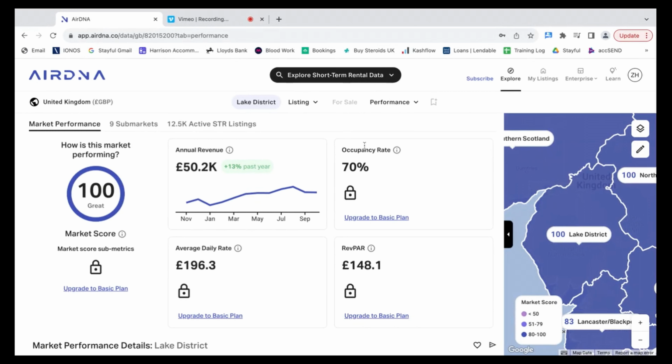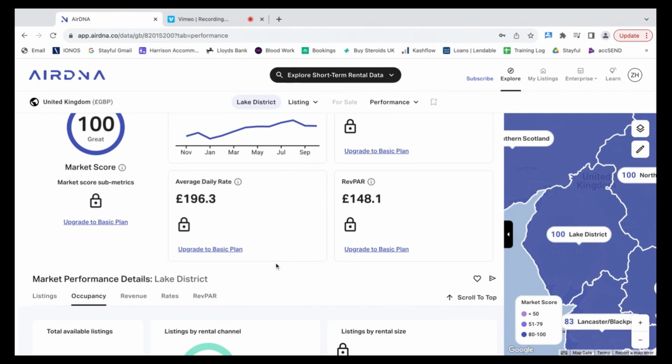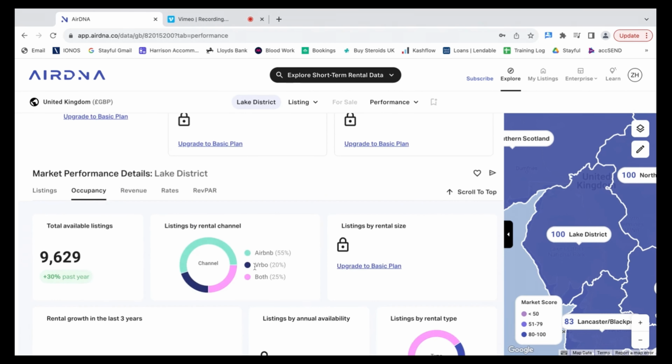No matter how you try and avoid this, this is going to be the case when it comes to all properties. And you see, we're looking at around a 70% occupancy, and we can see where our rates are coming from.